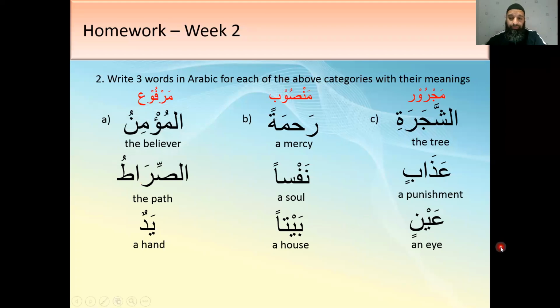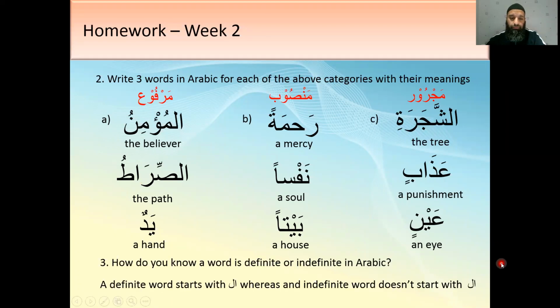Okay, so next one. How do you know if a word is definite or indefinite? So a definite word starts off with an alif and a lam, like this one. The alif and lam means the. And an indefinite word just doesn't start off with alif lam, and that means a. So the al makes it into the. The al means the. And no al means a.